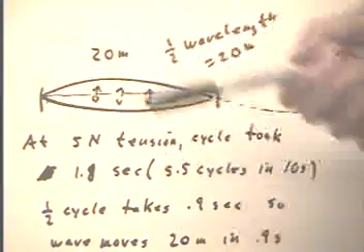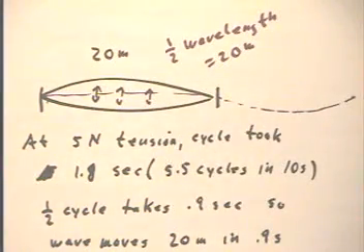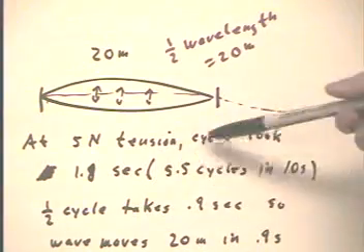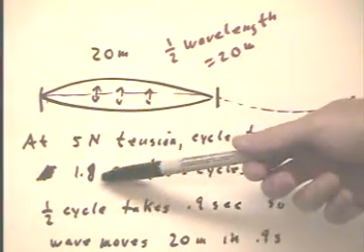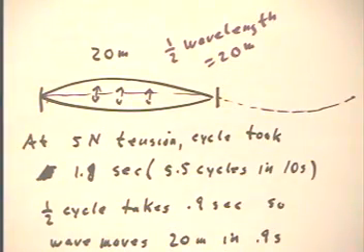This end, of course, was tied to a tree. There wasn't much displacement there. So at the 5 newton tension, we observed that a complete cycle of this string took about 1.8 seconds. That is, we measured about 5.5 cycles in 10 seconds.